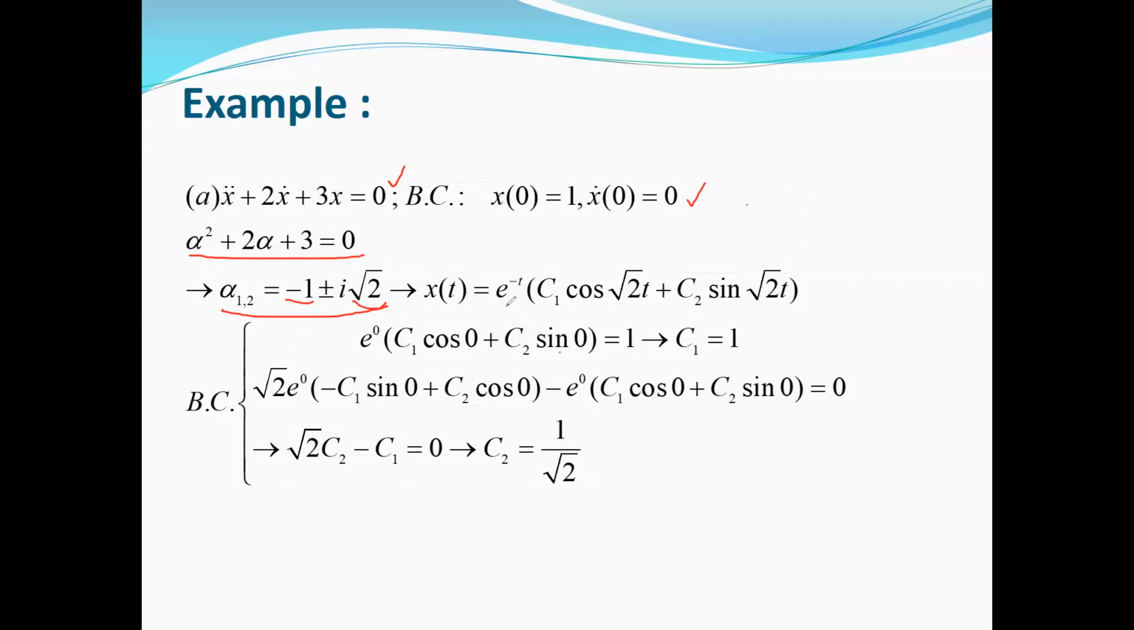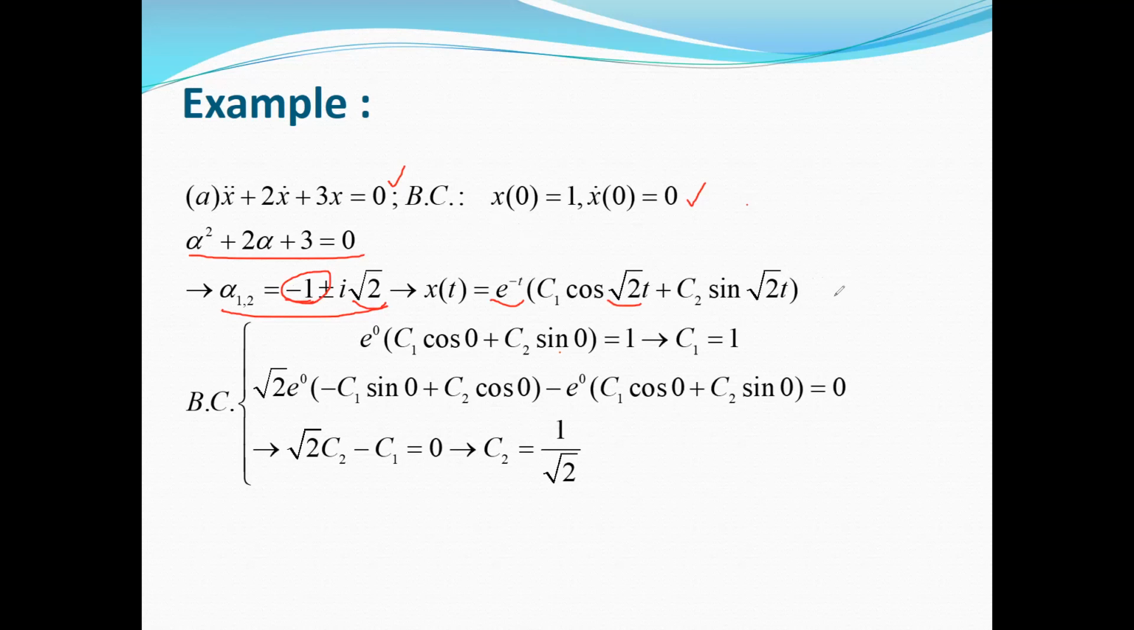So x(t), or the response, is equal to exponential minus t times c1 times cosine of square root of 2 t, plus c2 times sine. Here you can see the square root of 2 is the imaginary part, and exponential minus t, which is minus 1, is the real part. So this is x(t). The next step, we need to obtain c1 and c2 by using the initial conditions.